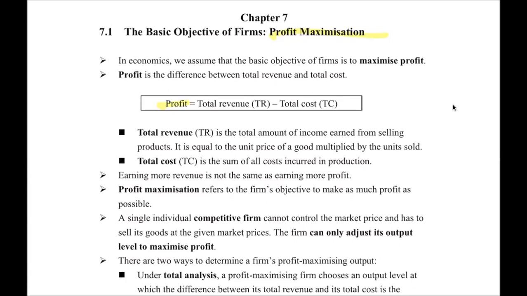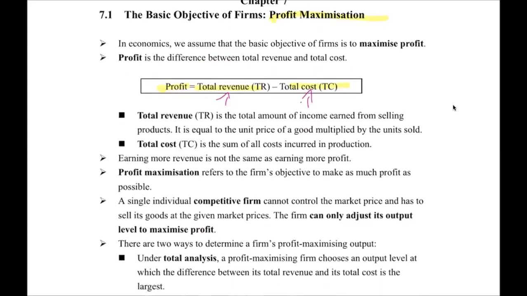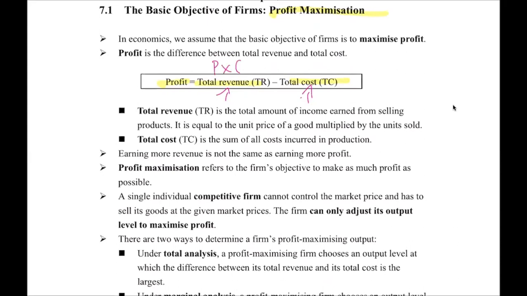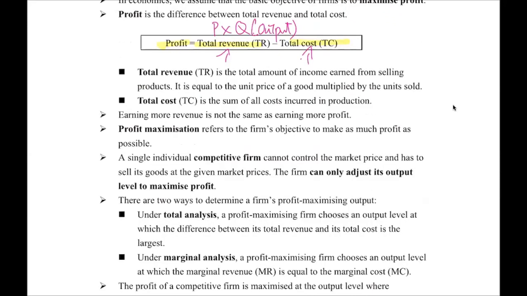But most likely you can't simply find the total revenue and the total cost directly in the questions. You need to calculate it. So how do we find the total revenue or total cost? Total revenue is very simple. It's the price times the quantity, or the output. Here, quantity is equal to output, the same meaning. But for the total cost, we know that it is total fixed cost plus total variable cost.